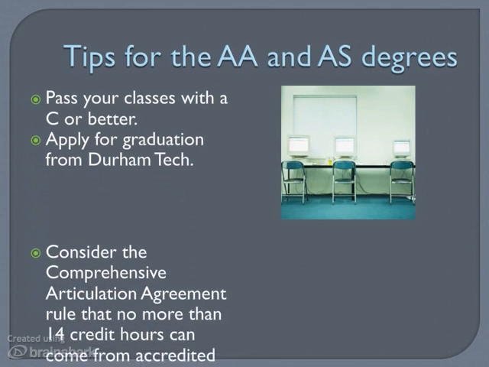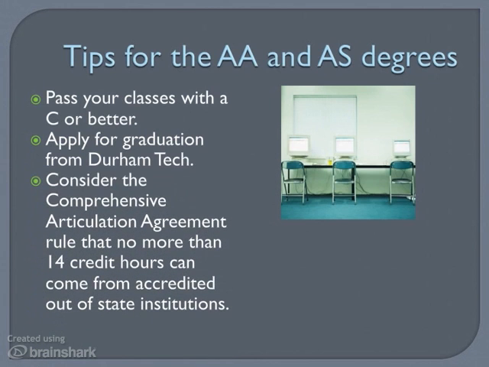If you have transfer credit from out of state, then you may not be protected by the Comprehensive Articulation Agreement. The rule in the CAA states that only 14 hours of coursework may come from accredited out-of-state colleges. However, this is applied differently for different students at different institutions. If you have more than 14 credit hours from an out-of-state college or university, you may want to follow up with the Durham Tech Transfer Center or your chosen university's admissions office.